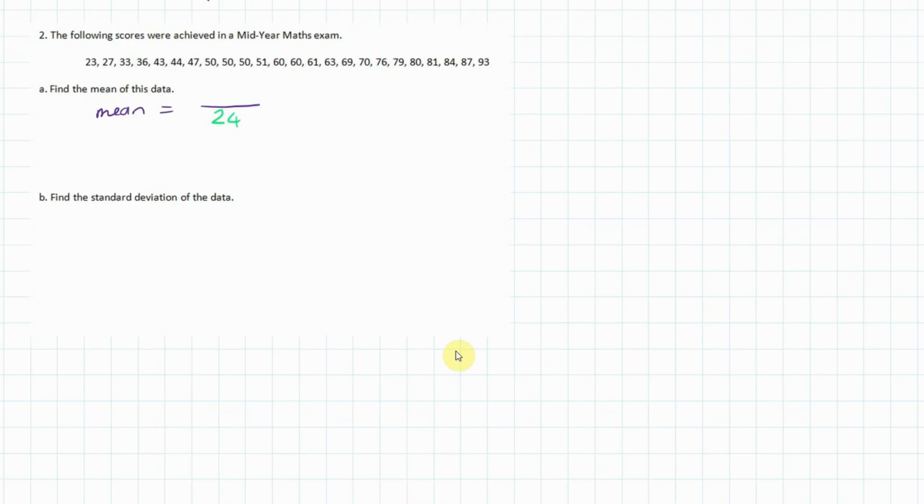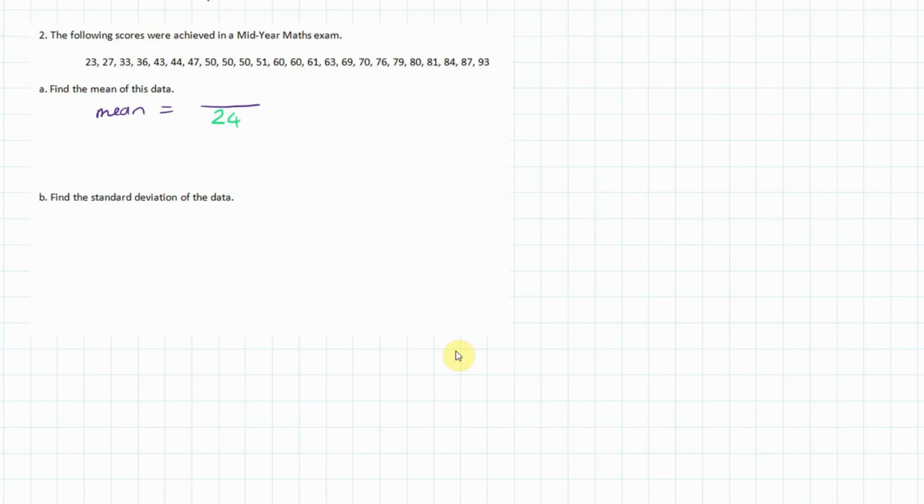And then I'm just going to add them all up on the calculator. So 23 plus 27 plus 33 plus 36 plus 43 plus 44 plus 47 plus 50, now there's three 50s, so that's 150. I should have added that. 51, 2 60s, which is 120, 61, 63, 69, 70, 76, 79, 80, 81, 84, 87, 93.